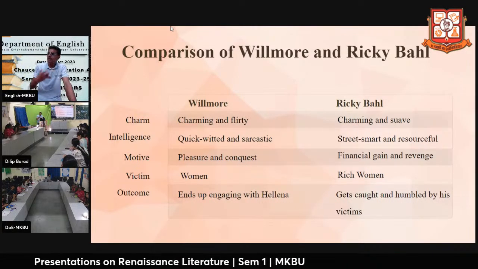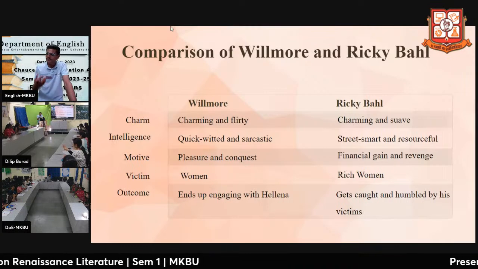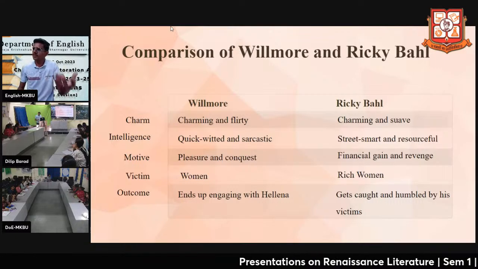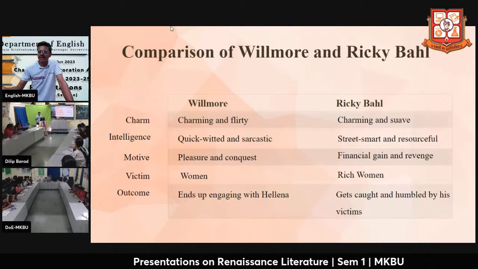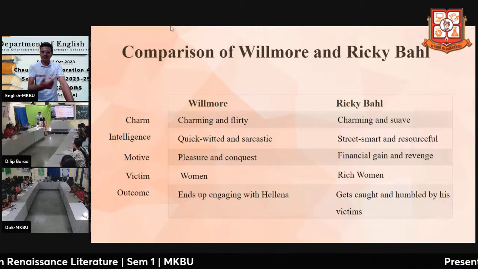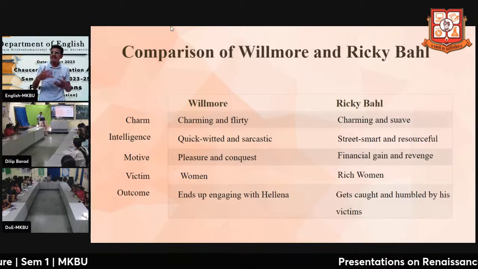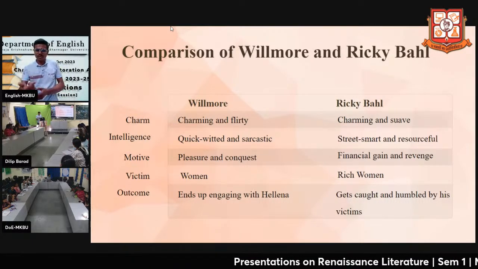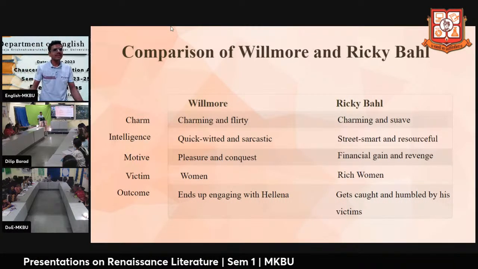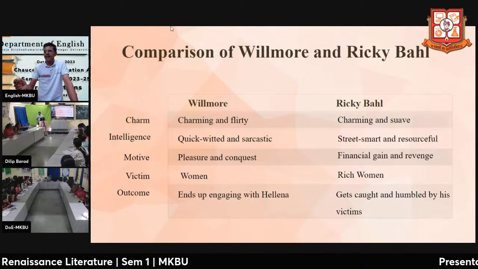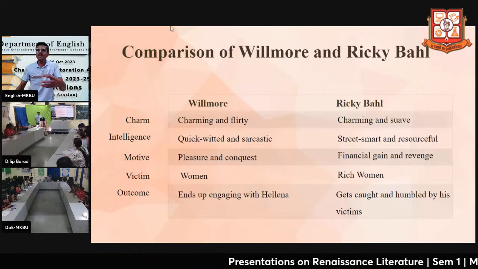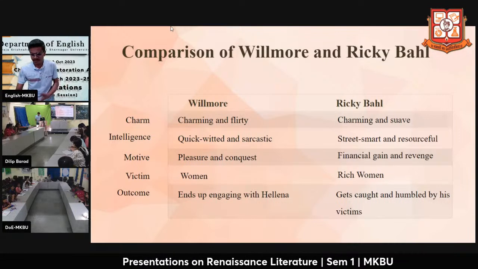Motive, we find how they use these qualities, pleasure and conquest. Wilmore just wants to be with the girl whom he likes. And in Ricky Baum, we find only rich women, because he is doing such activities for money. So the outcome, what they get in the end: first of all, Wilmore ends up engaged with Helena. The inner conflict ends with the play, and he is engaged with Helena. And Ricky Baum also gets caught because he wanted to be caught and humbled by the victims. Whatever money he had taken from the different girls, he returned.